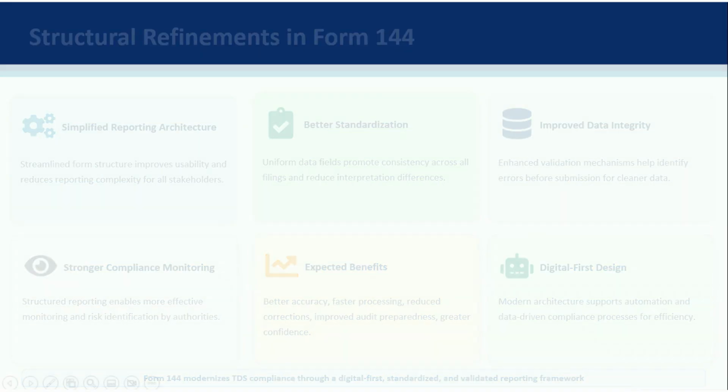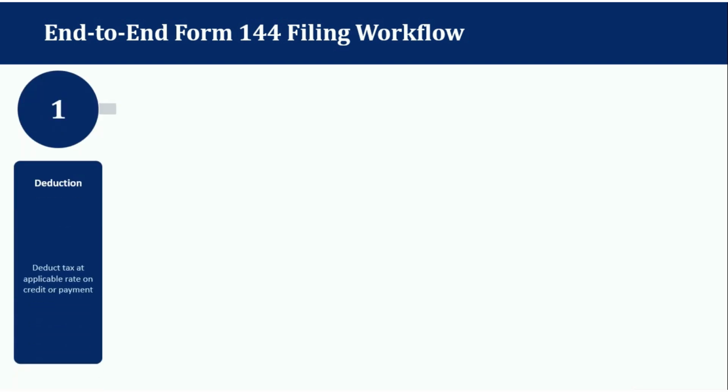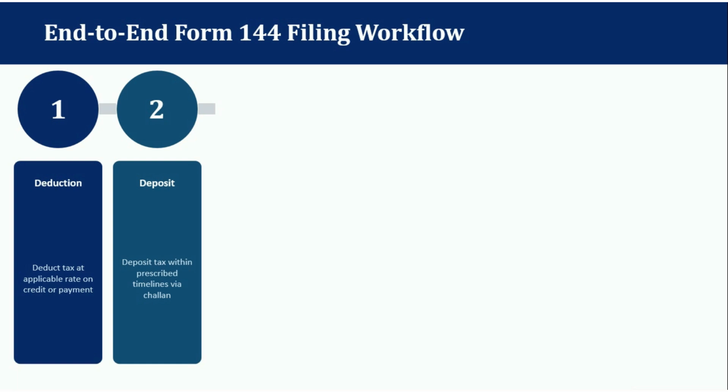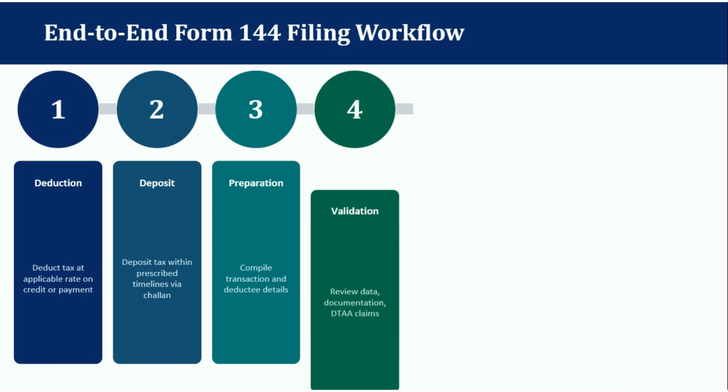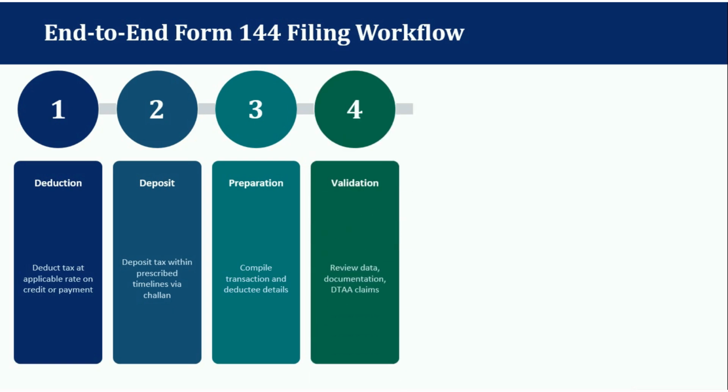Let's walk through the end-to-end Form 144 filing workflow, from tax deduction to final compliance. Step 1 is deduction, where tax is deducted at the applicable rate at the time of credit or payment to the non-resident. Step 2 is deposit, where the deducted tax is deposited with the government within the prescribed timelines using the appropriate challan. Step 3 is preparation, which involves compiling transaction details, deductee information, tax amounts, and supporting documentation required for reporting.